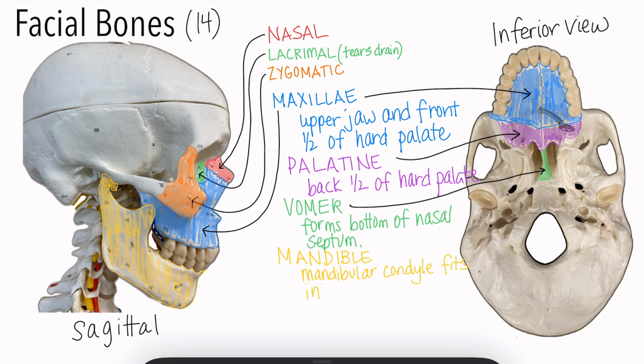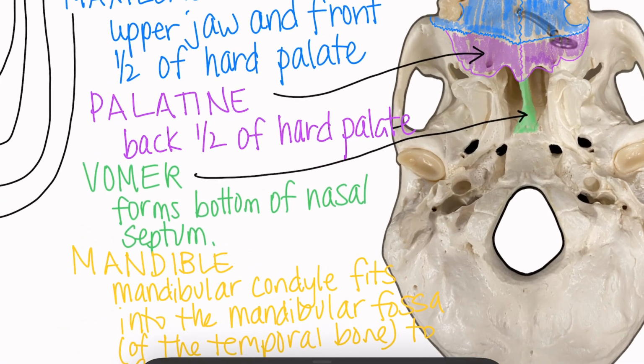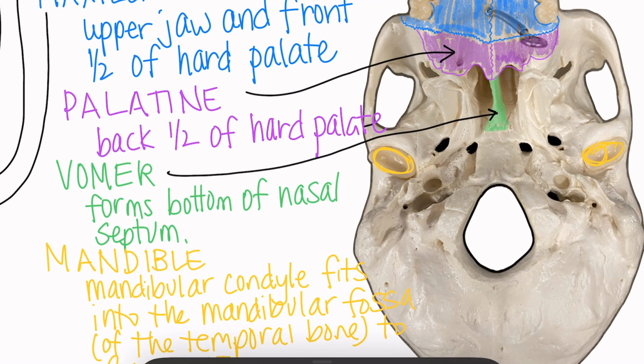fits into the mandibular fossa of the temporal bone to form your TMJ, or your temporomandibular joint. Most everyone knows someone that has weird popping or pain there. Notice right here, this is on the right picture. These are the mandibular fossas.